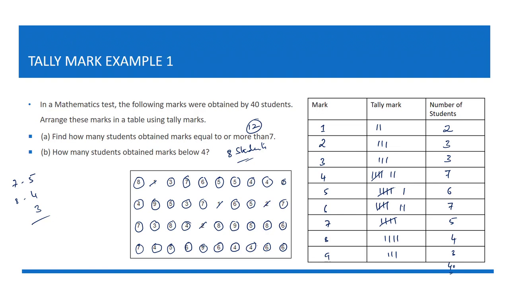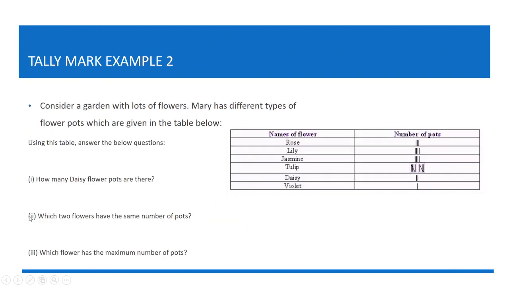Let us go with one more example of tally mark. It's a very simple one. Consider a garden with lots of flowers. Mary has different types of flower pots which are given in the table below. They have given rose, lily, jasmine, tulip, daisy and violet. They have also mentioned the number of parts, using tally marks.